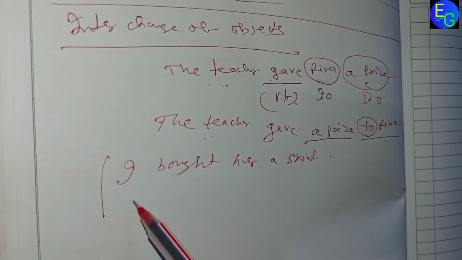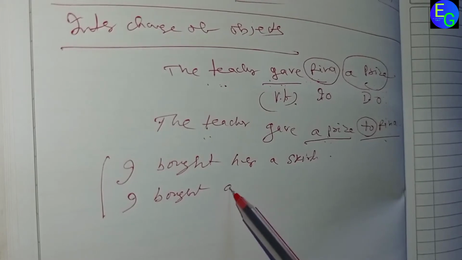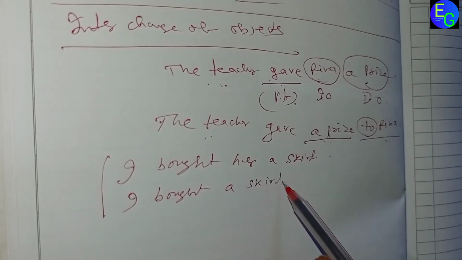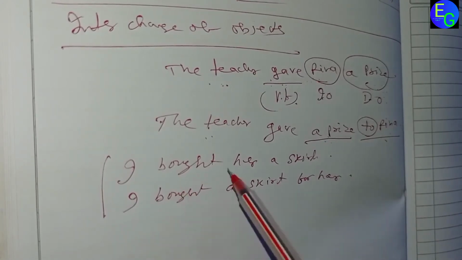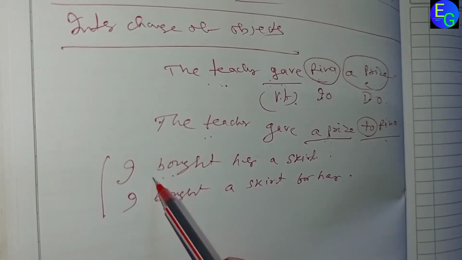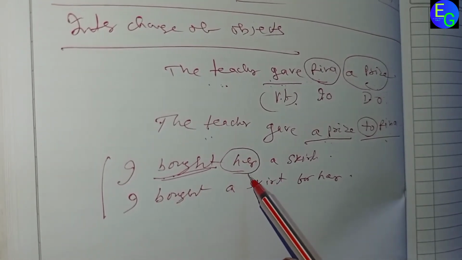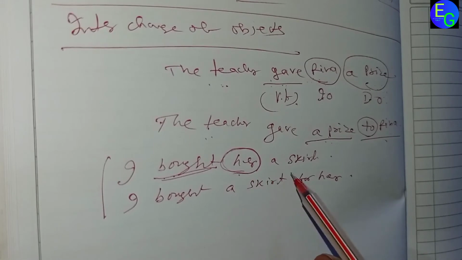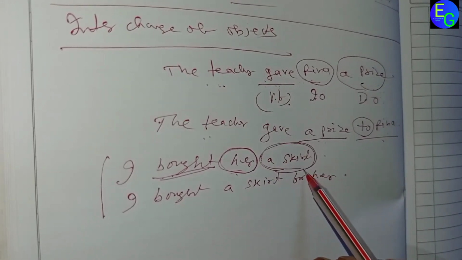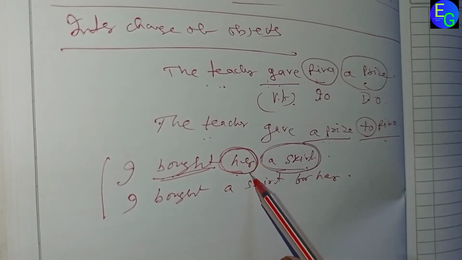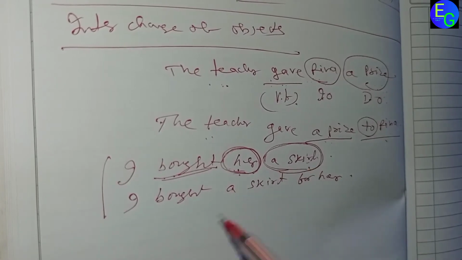Second sentence: I bought a skirt for her. You see here, after the verb bought there is an object, that is her. Another object is a skirt. A skirt is a direct object because it is a thing. Her is the indirect object because it is a person. So here are two objects.